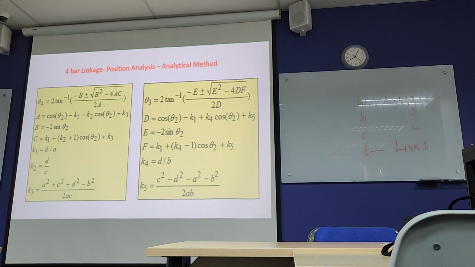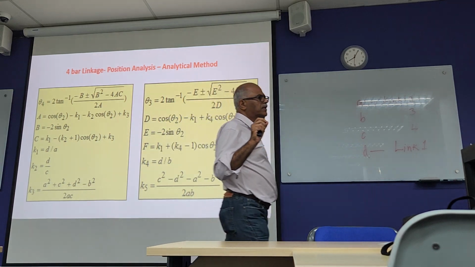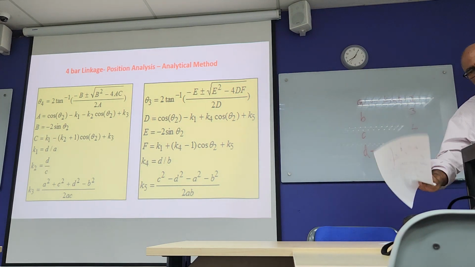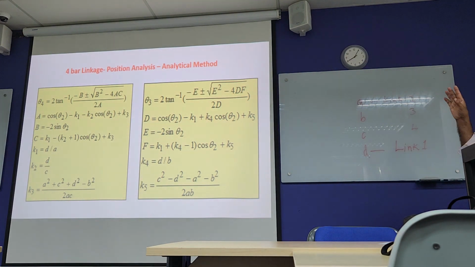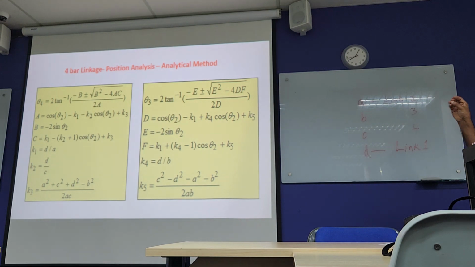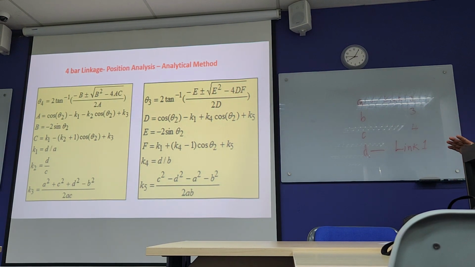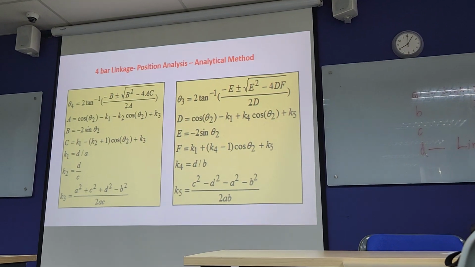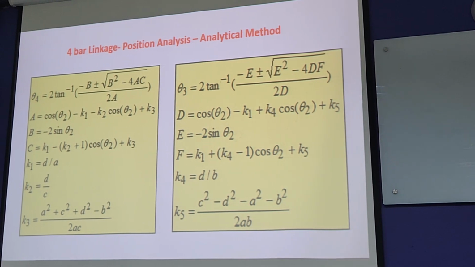Okay, the first thing is drawing the geometry, and as I said, the problem is to calculate the orientation of link 3 and link 4, theta 3 and theta 4, right? So analytically, for the same 4-bar linkage mechanism, without doing any drawing, if you want to measure theta 3 and theta 4, the formulas are shown here. So the formula for theta 3 is this. Where ABCD represents the lengths of the 4 links.